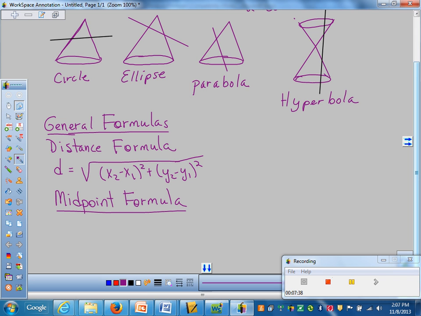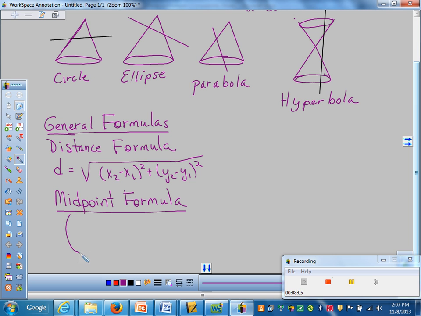If I gave you 7 and 13 and I said, find the middle of 7 and 13, how do you find the middle of two numbers? 7 plus 13 divided by 2, you add them together and divide by 2. You're doing an average, or mathematically you're doing the mean. Well, that's all you're doing in the midpoint formula.